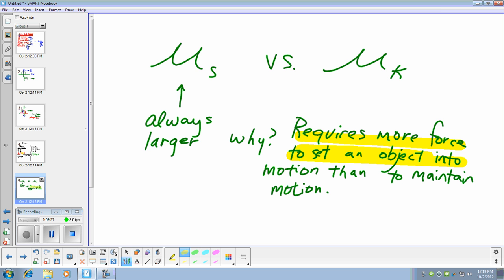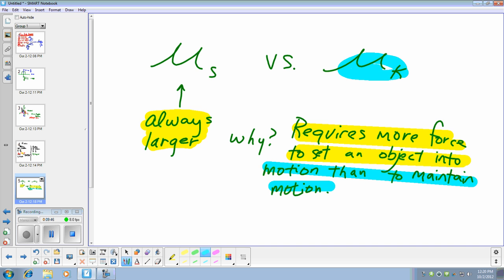It's really going to require more force to take a non-moving object and begin its motion. That's why this value is always larger, because it takes more force to overcome that static friction. But once we have set our object into motion, it requires less force to keep that motion going. Hence why this value for our kinetic friction will be lower.